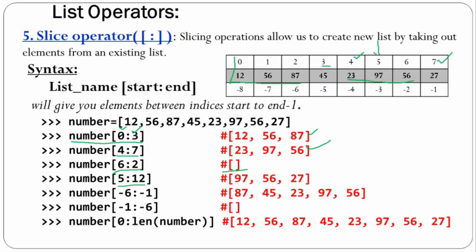Next example, number[5:12]. The starting index is 5 and the ending index is 12. There is no index like 12, so it will generate up to the end of the list. The output will be 97, 56 and 27.